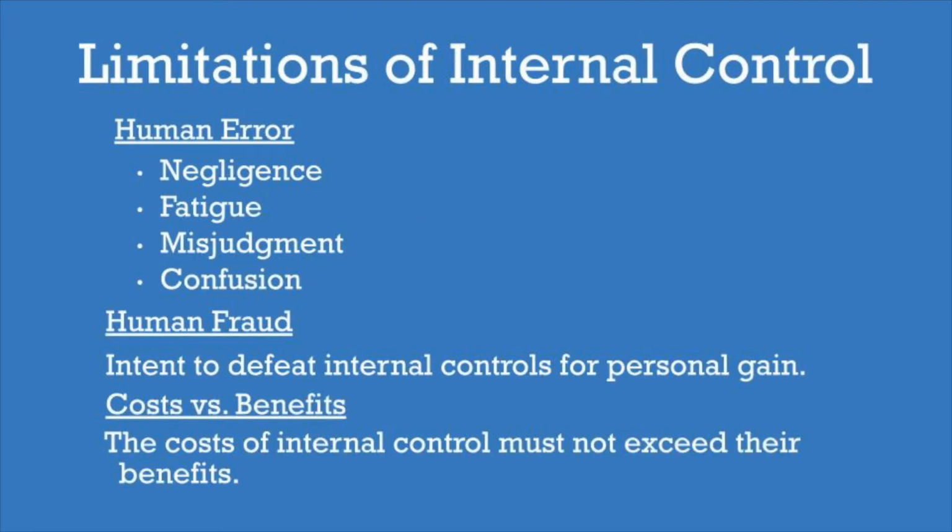We also have to look at what are some of the limitations of internal control. And like any system, there are limitations to it. Things like human error certainly play into a big problem with internal control. Negligence, fatigue, misjudgment, confusion, distraction, these are all things that lead to human error. But we also have human fraud, which intent is involved in. So in the case of human error, there's no real intent. But fraud implies an intent. Someone set out to defeat internal controls for personal gain. And we've got to make sure that we want to limit that.